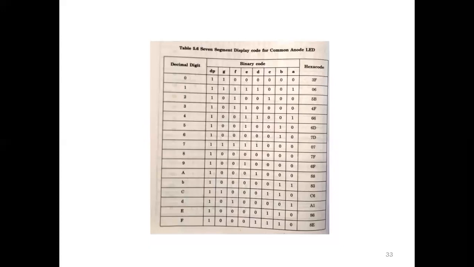The common anode LED differs from the common cathode. Here it is a reverse operation, that is dp and g will be 1, remaining values are 0. This is the concept. Let's see one by one. If we represent c, it will be 1 1 0 0 0 1 1 0. So that is c6.